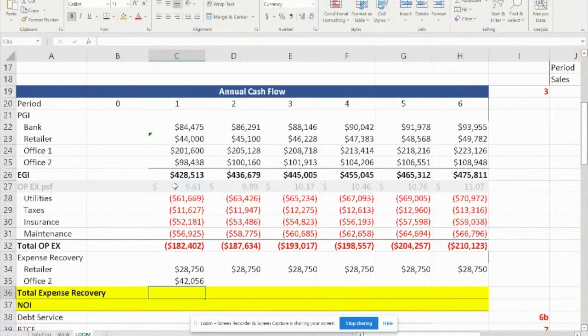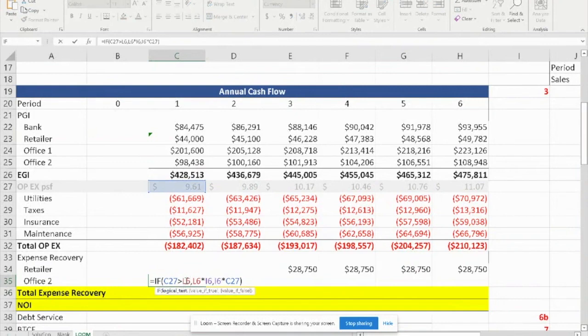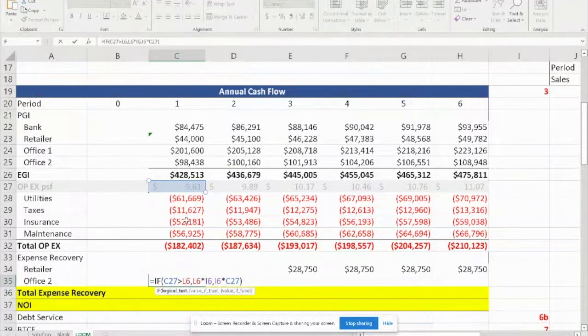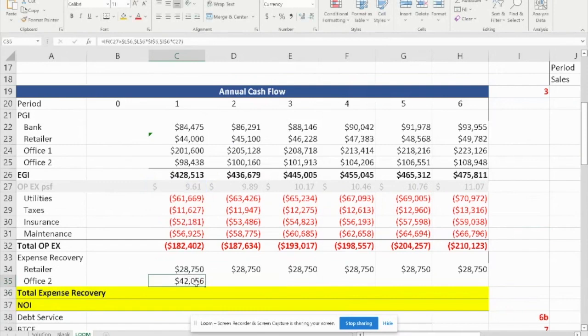The only thing we're going to do differently is anchor everything except for the dollar per square feet for OPEX. So we're going to anchor the expense cap, and anchor the square footage for that tenant. And if we did that correctly, we should be able to drag it across.